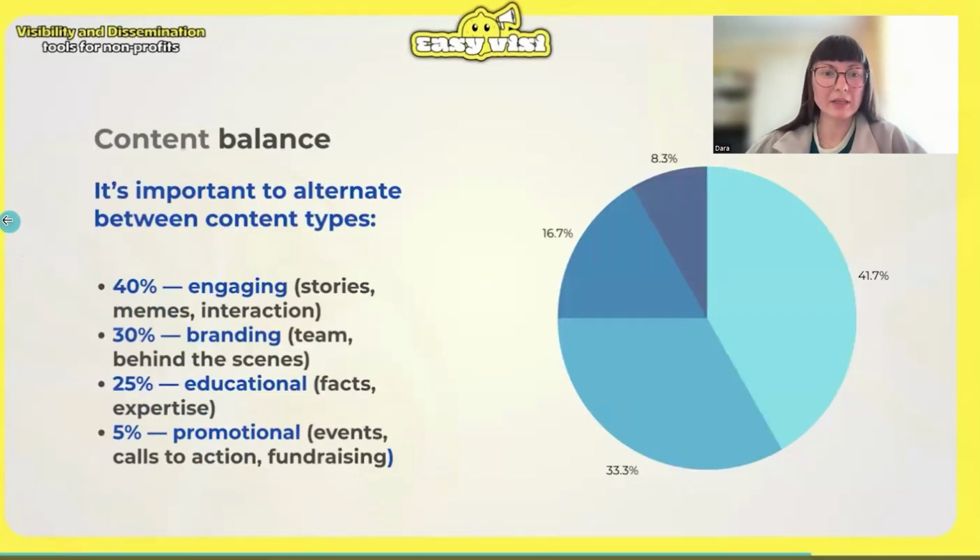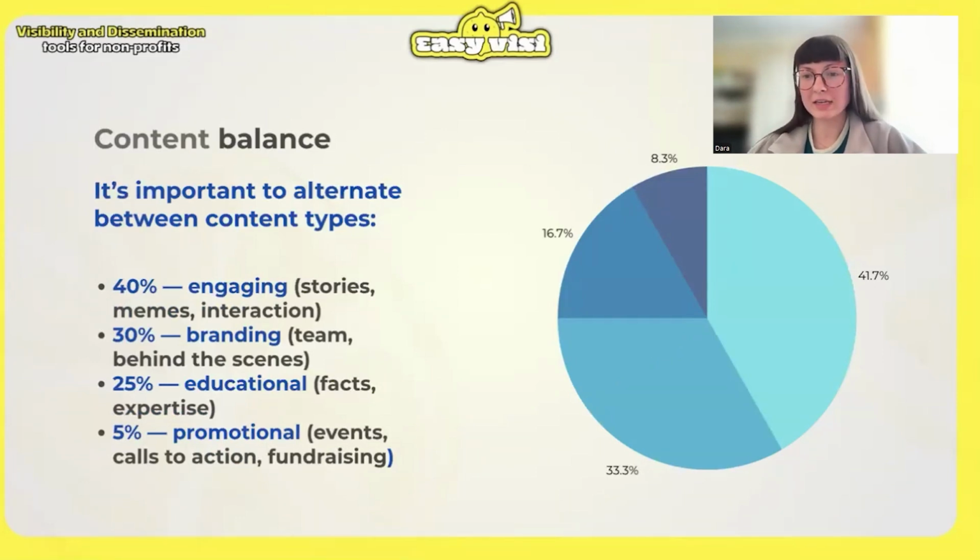Content balance. Remember, it's important to alternate between the types of content that you have. So here it might be a suggested content type balance, but of course up to your goal, up to the mission of your organization, it could be different. So for example, for engaging with some stories, memes, and interaction, you use maybe more or less percentage. Also, you talk about branding your team, your behind the scenes content, and you choose what percentage you want to add to it. Educational, what do you want to share, which is useful and easy to save and maybe discuss with others, and direct to some other participants. It could be also up to you with your percentage.